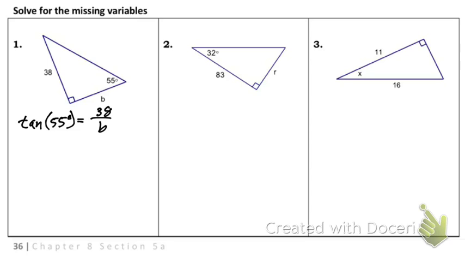In this case, I need to multiply both sides by B. That would get me B times tangent of 55 degrees equals 38. And then we are allowed to divide both sides by tangent of 55. But the tangent of 55 degrees must stay together.